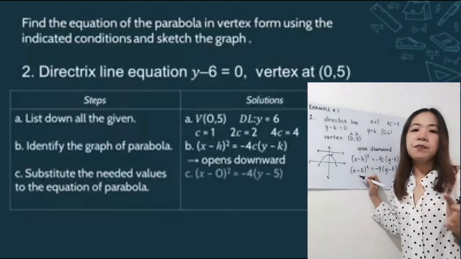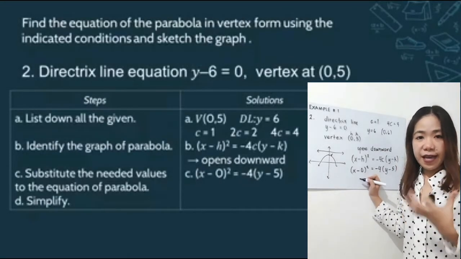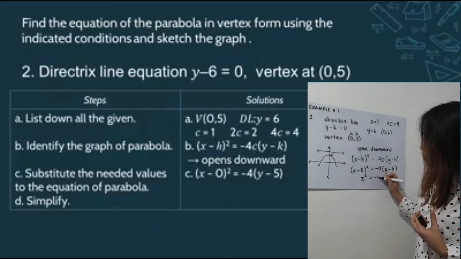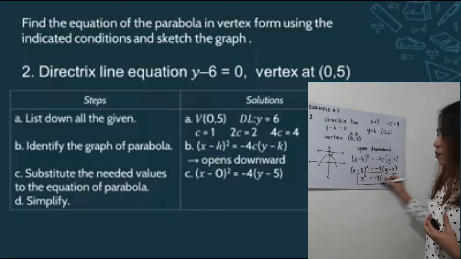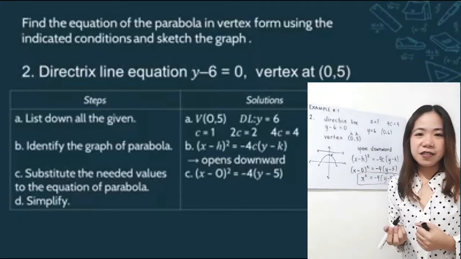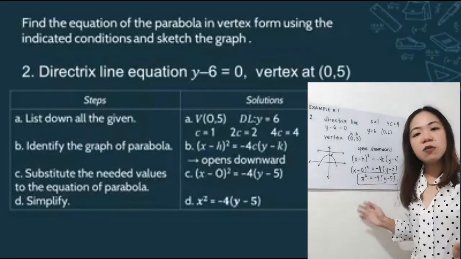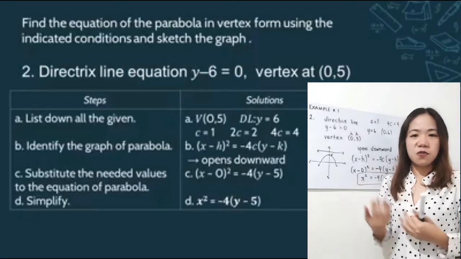And then simplify. The quantity of x minus 0 squared. X minus 0 is x. So we write here x squared equals negative 4 times the quantity of y minus 5. So that's it. That is our equation of the parabola. We have x squared equals negative 4 times the quantity of y minus 5.